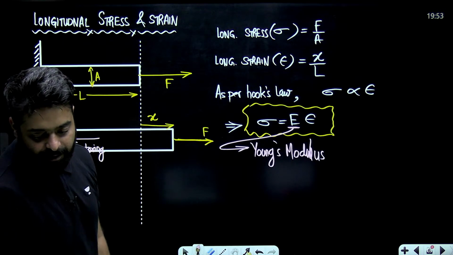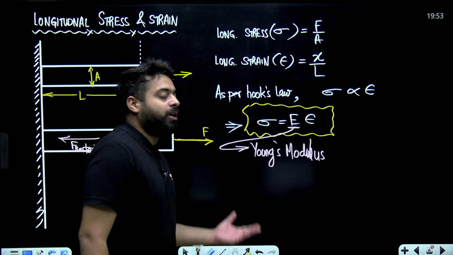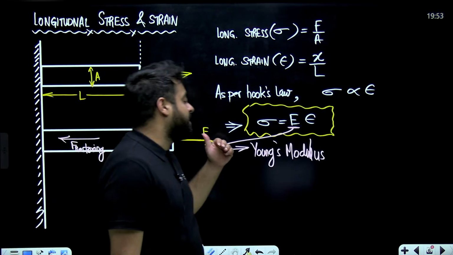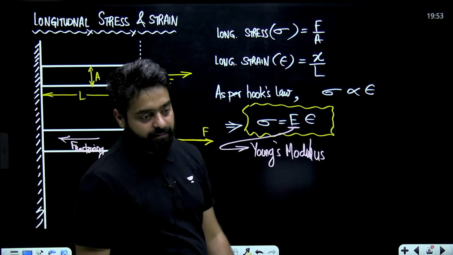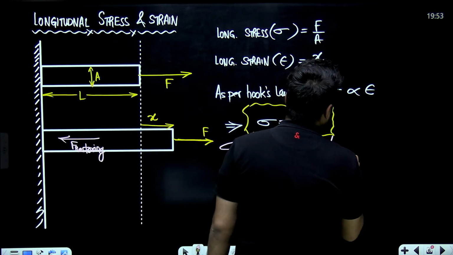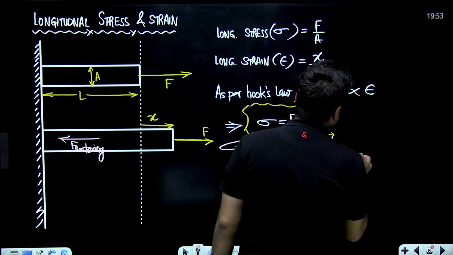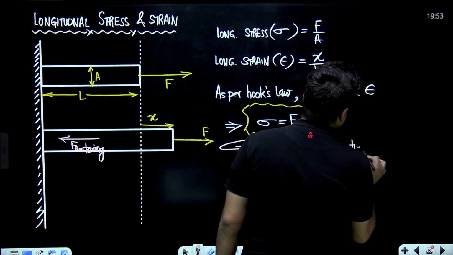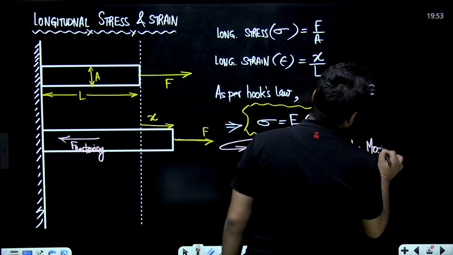So Young's modulus is basically the proportionality constant. It is also termed elastic modulus, and plays a very important role soon.